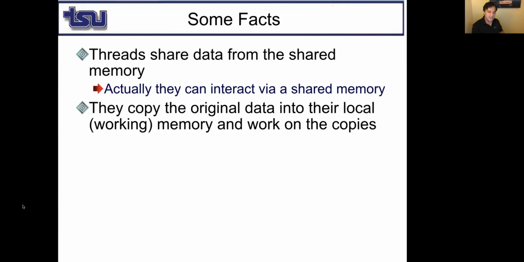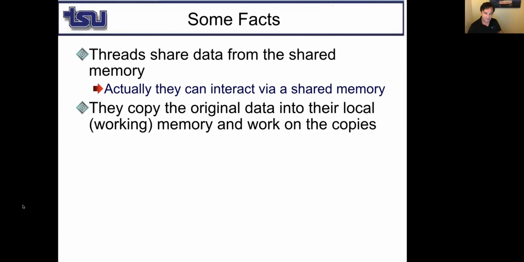What happens is they copy the original data into their working memory, their local memory. A thread will get a copy of data and put it in its local memory. That means every thread will have some kind of local memory, and they will work on the copies of the original data. When they are done, they will place the copy back to the original space.